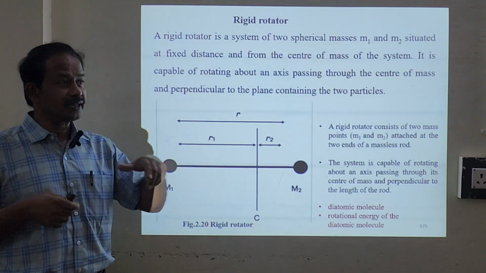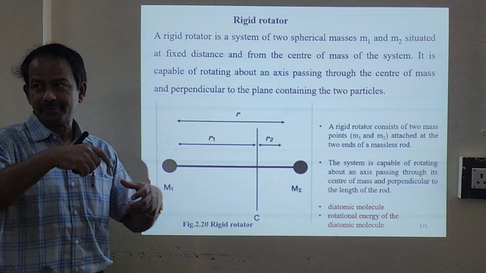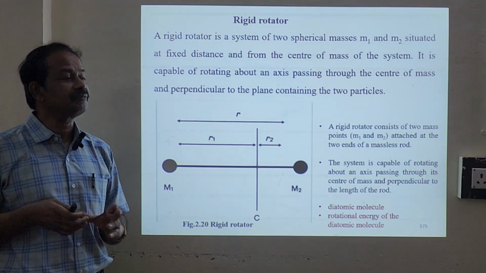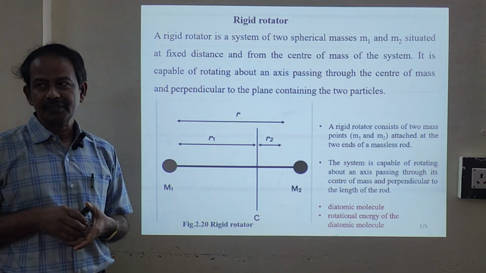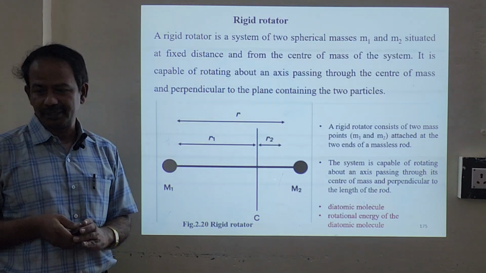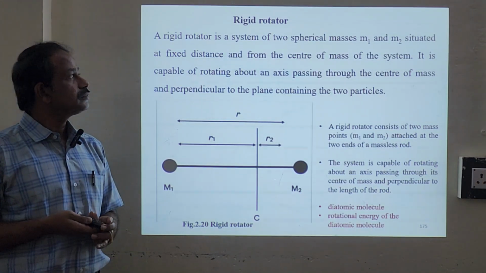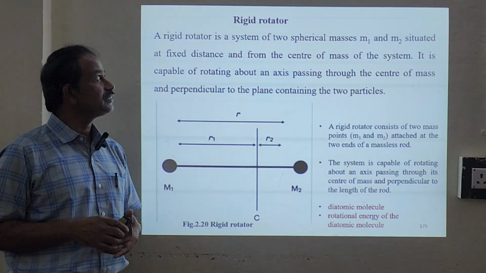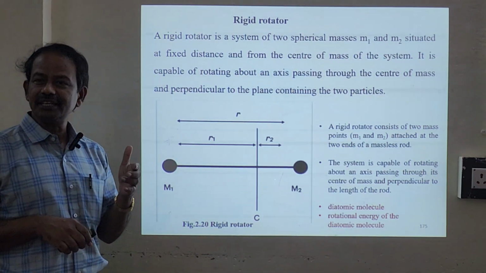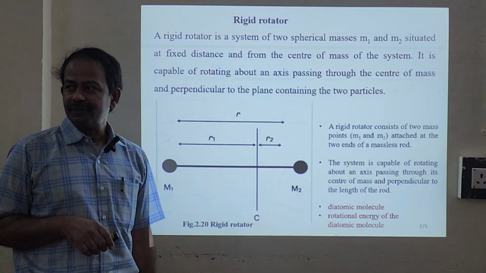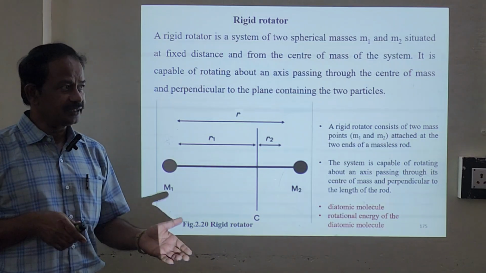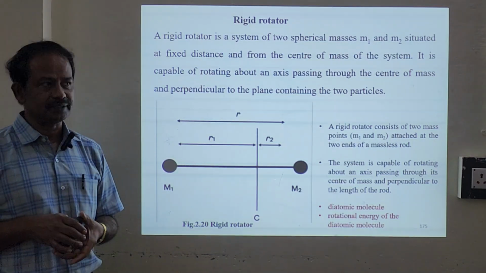This is for a linear diatomic molecule. We can also have three-dimensional molecules, for example water, methane, and ammonia molecules. We'll discuss the rigid rotator in detail. Our idea is to find the rotational energy of the diatomic molecule, and we are also going to find the energy eigenvalue as well as the wave function.